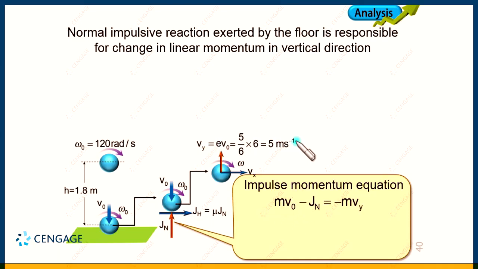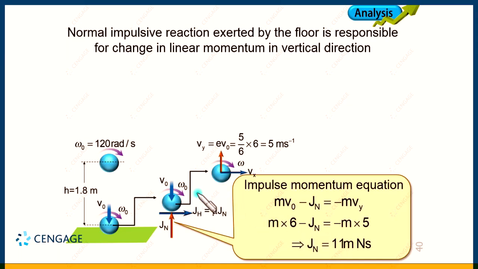Vy is in the upward direction, and we know this value, right? But we don't know the mass, so let us assume the mass of the ball as m. So we can substitute the value of V naught, that is 6 meter per second, and Vy is 5 meter per second. Through this equation, we can find the vertical impulse, that is Jn. From this equation, Jn is equal to 11 m newton second. This is the vertical component of the impulse.